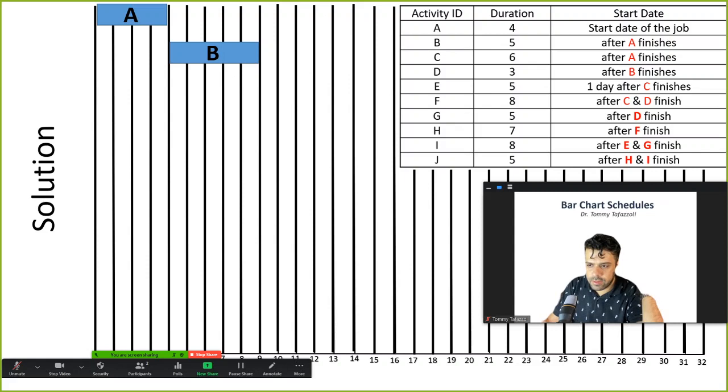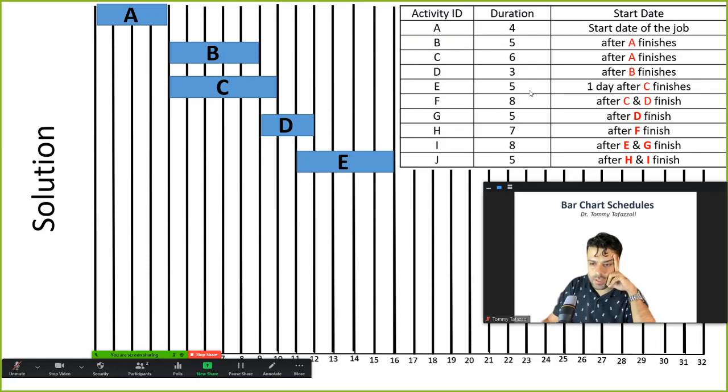C starts after A finishes also. So both B and C start after A finishes. So C will fall here. Then we have activity D that starts after B finishes. So D depends on B. D as in David depends on B as in boy. D takes 3 days. Then we have E, which takes 5 days. It starts 1 day after C finishes. It means not immediately after C finishes, but you need to give some time. You need to wait another day, and then you can start E.